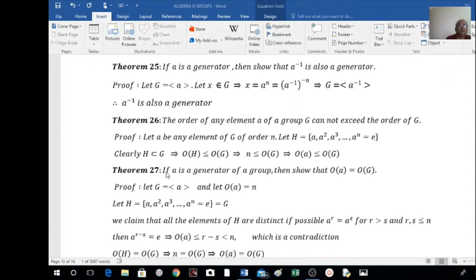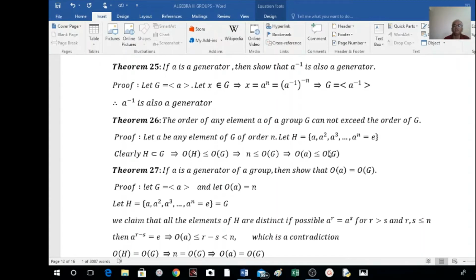Next, one more theorem. If A is a generator of a group, then show that order of A is equal to order of G. Okay. So here G is a cyclic group generated by A, therefore order of A and order of G must be the same. Order of A is equal to order of G.